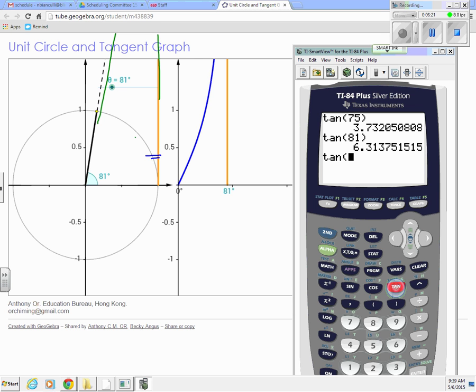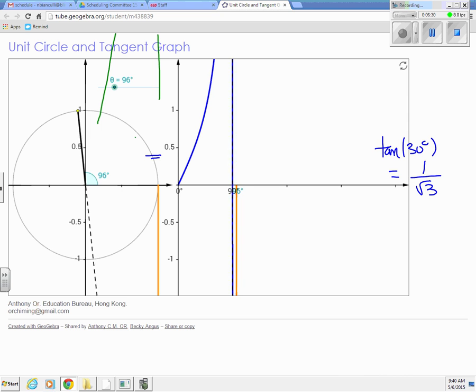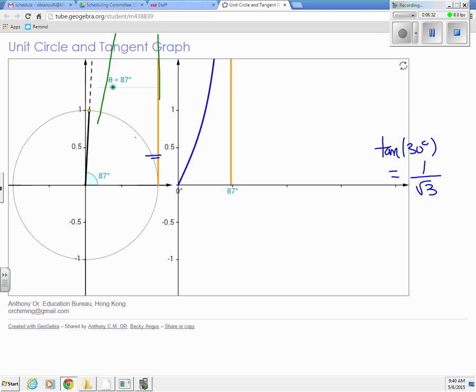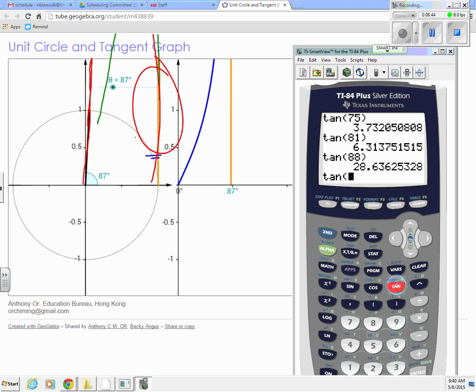So for example, if I took tangent of 88 degrees, I'm at 28, because at 87 degrees I'm still climbing. If you take a look, here's 87 degrees. My tangent segment is so long, these guys are going to meet up, and this red length here is going to be the length of my tangent segment. So as I get closer and closer, let's say I take tan of 89, I get 57.